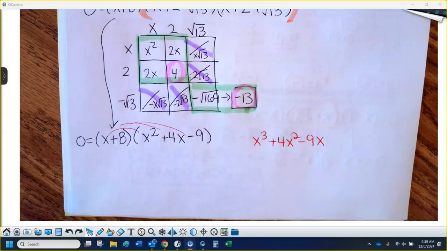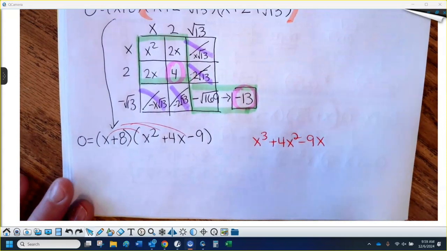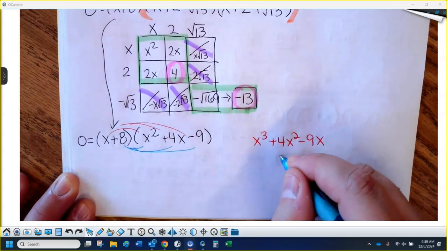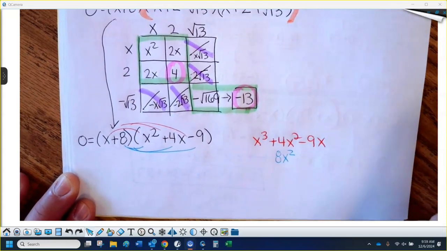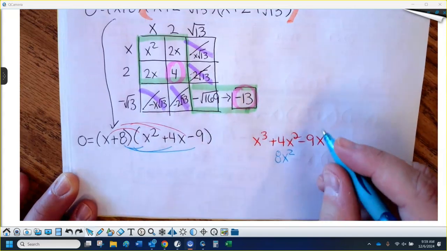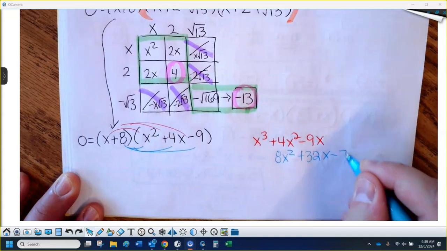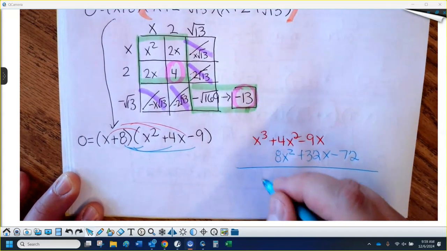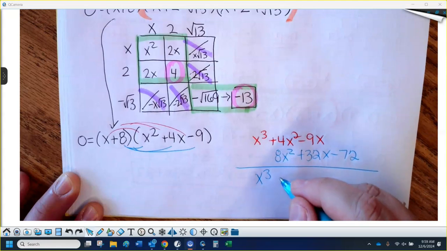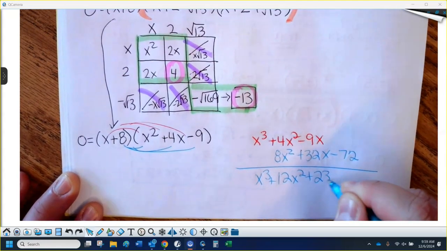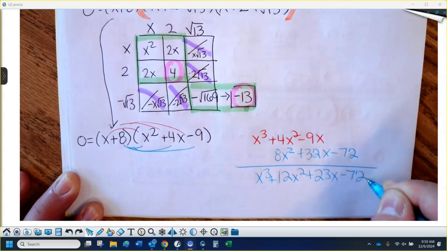And then I just stack these up so I can add the like terms easier. I'm going to multiply 8 by everybody. So then we're going to get 8x squared. I just line that up with the 4x squared. 8 times 4x is 32x, and 8 times negative 9 is negative 72. This is x cubed plus 12x squared plus 23x, and then minus 72.